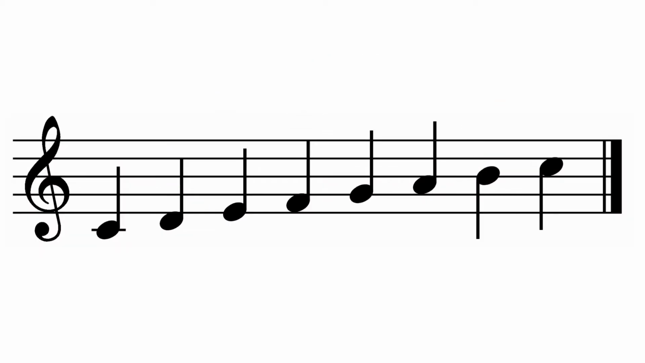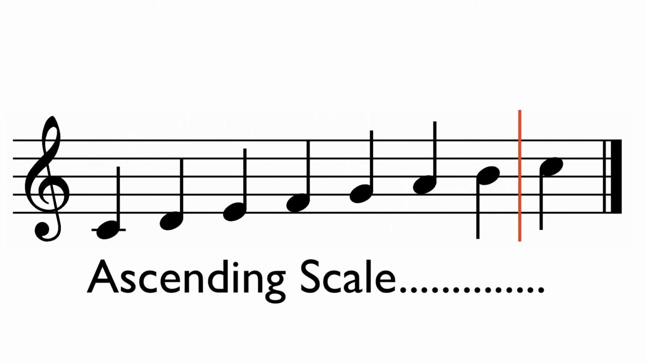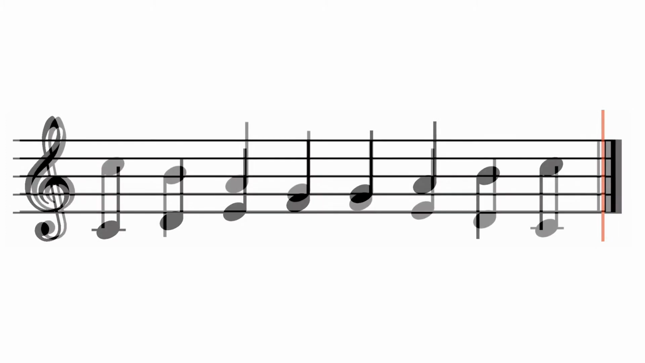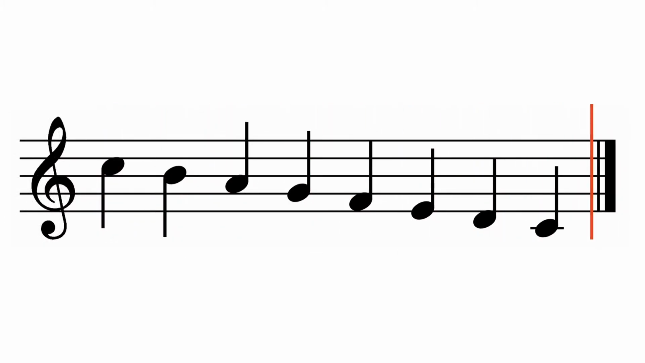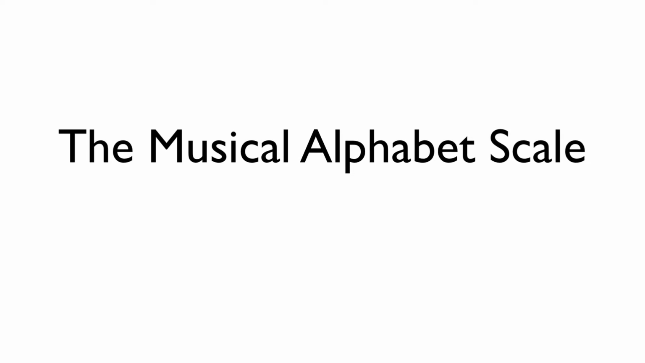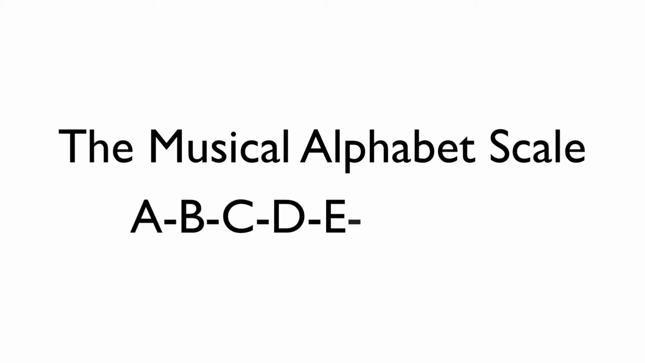When we study scales, we usually think of them ordered by increasing pitch, known as ascending scale, or by decreasing pitch, known as descending scale. The musical alphabet is a group of notes too. In fact, it's one of our most important scales. We can notate the musical alphabet scale using the letters A, B, C, D, E, F, G, and in brackets A. The bracket around the second A indicates it sounds an octave higher than the first A, the tonic.